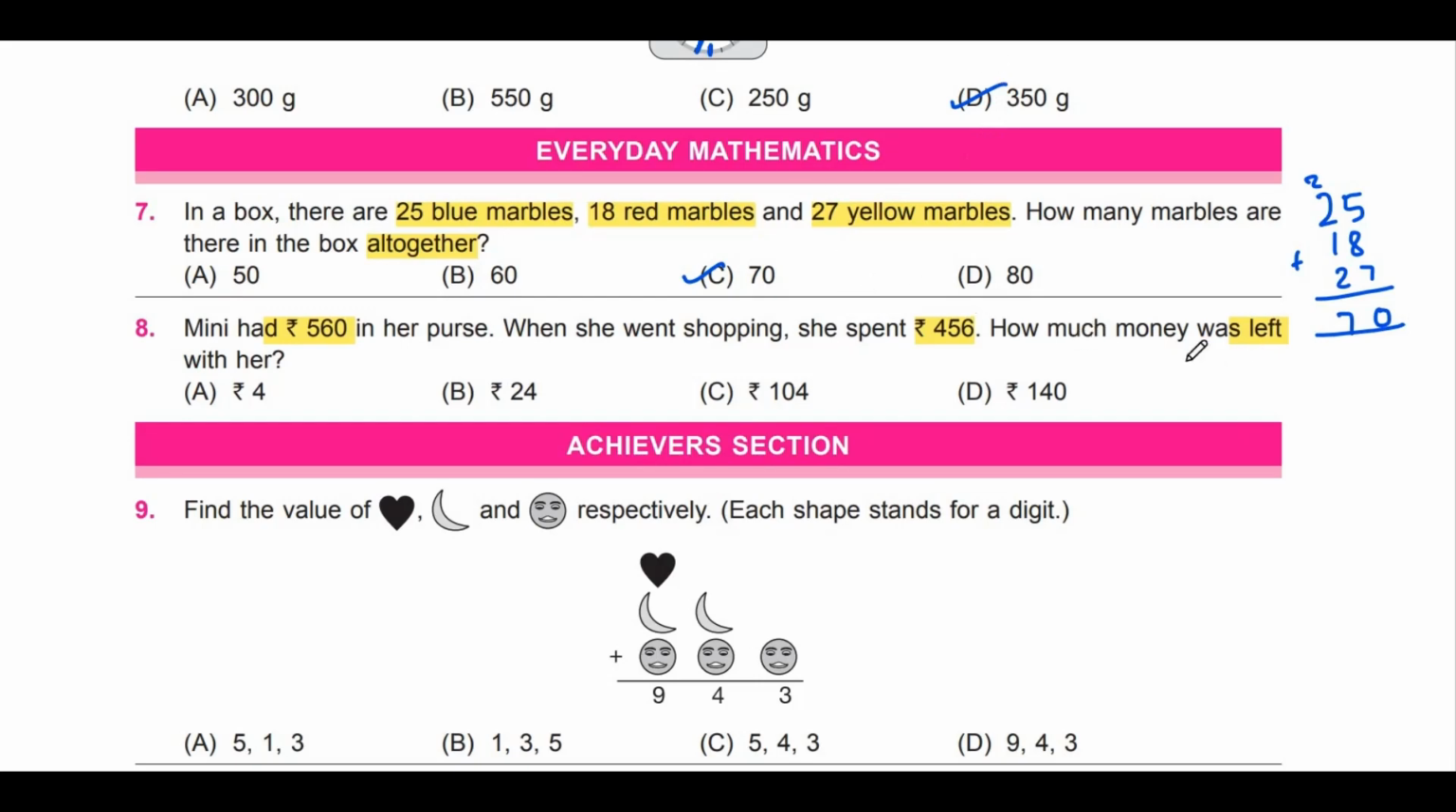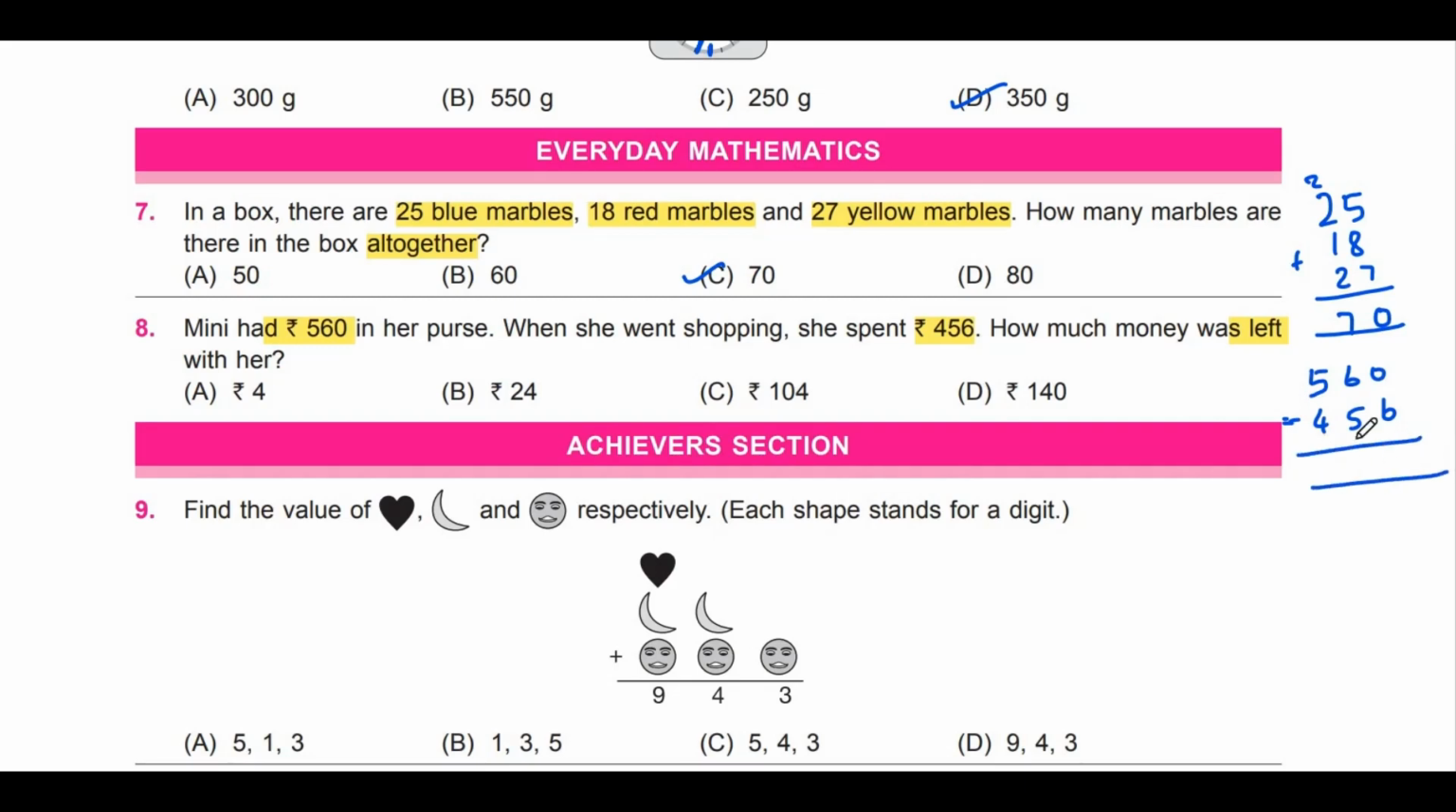Whenever the word left or how much more, how much less, these are the keywords which you can see as what to do, whether you have to add or you have to subtract. So now we have to subtract these two. So let's subtract 560 minus 456.